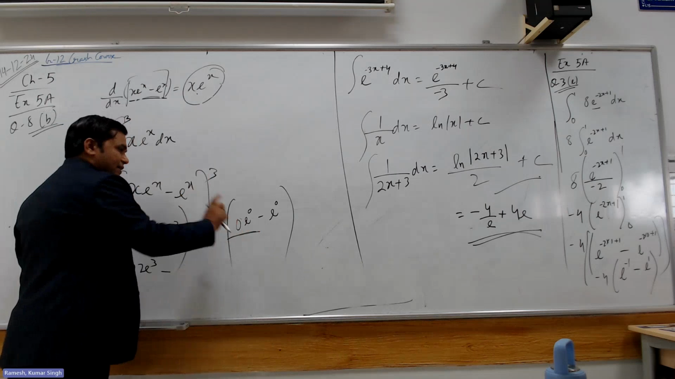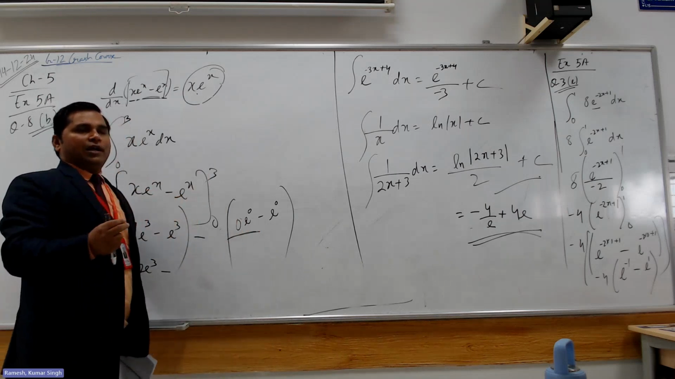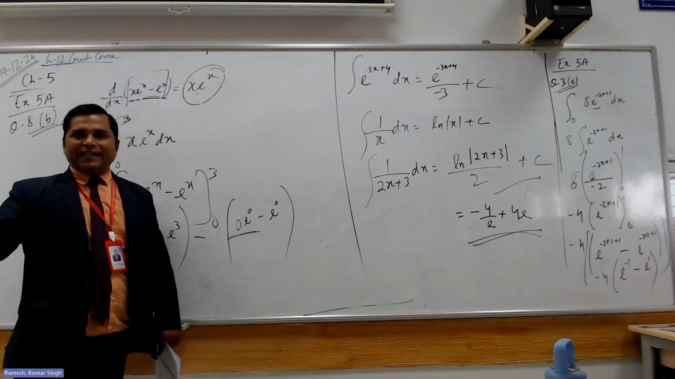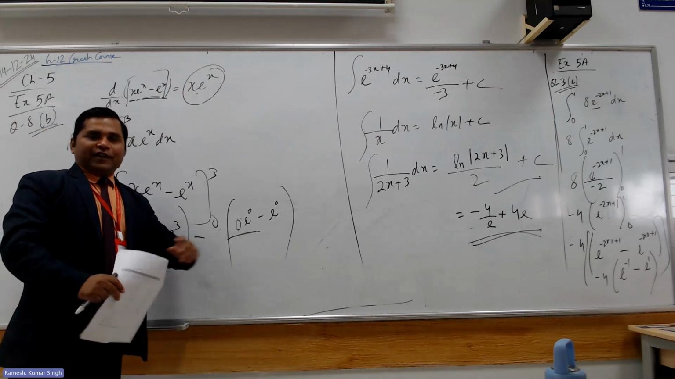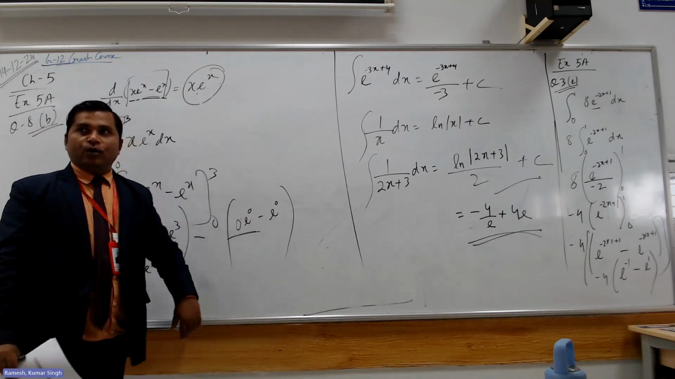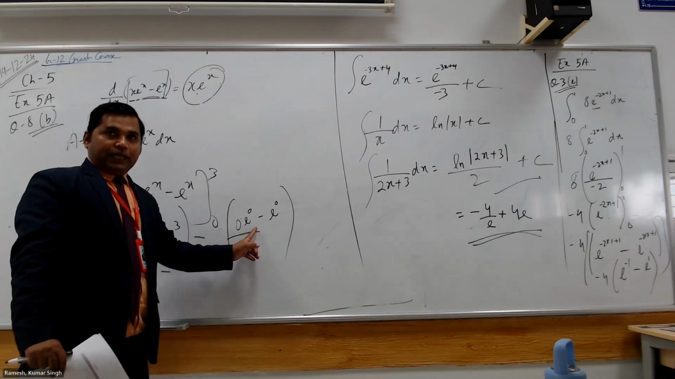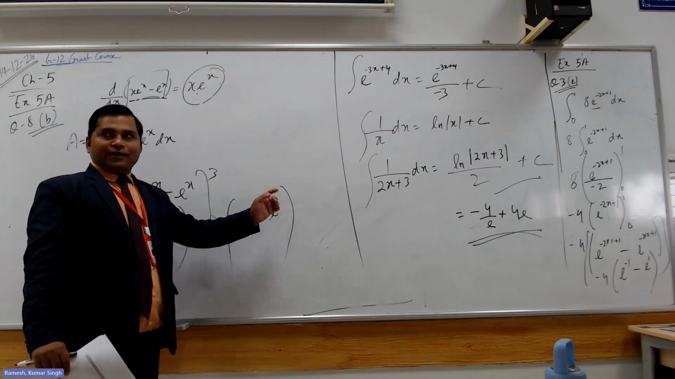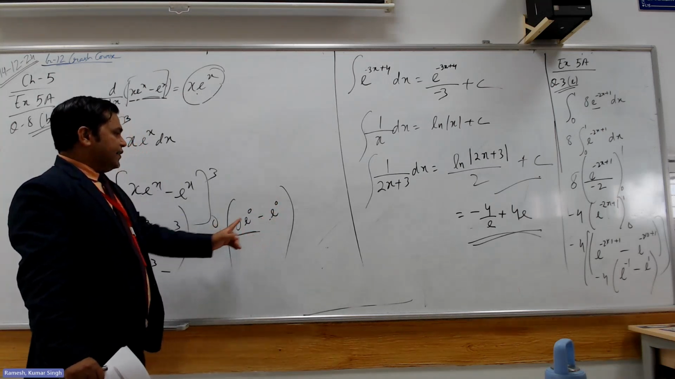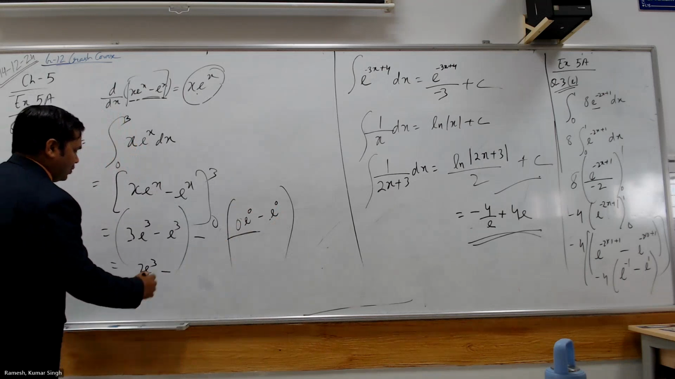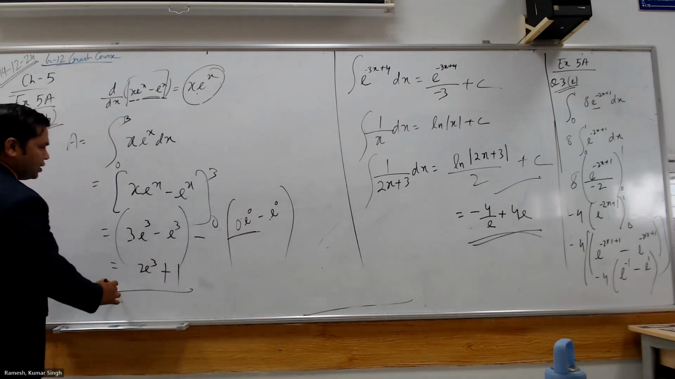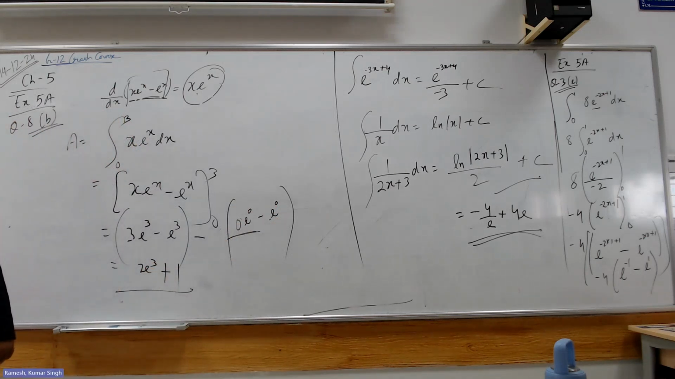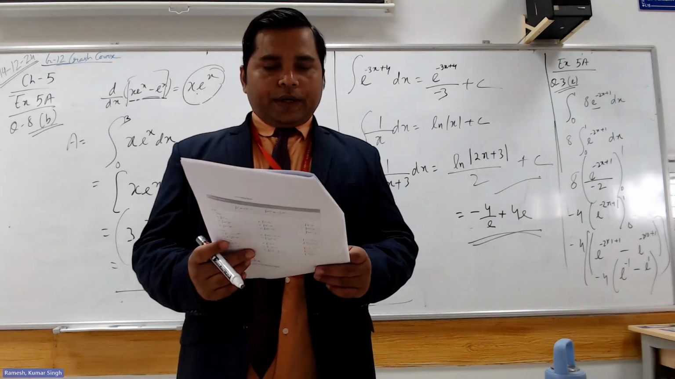Now here's the thing, some students think that if you substitute 0, you're going to get the answer as 0. When you substitute 0, it's not always 0. And that's an example. So this is 0, but this is going to be e to the power 0 as 1, right? Negative and negative becomes positive. Plus 1. 2e cube plus 1 is the answer. Clear to you? All right.